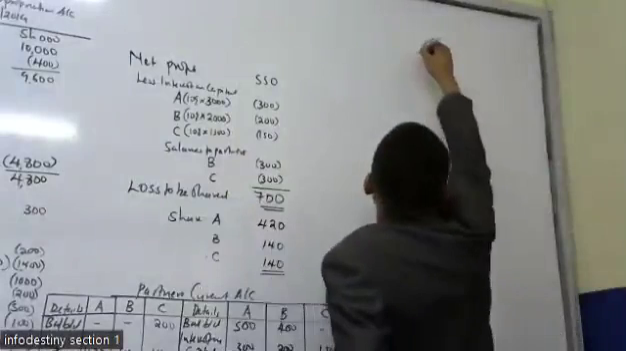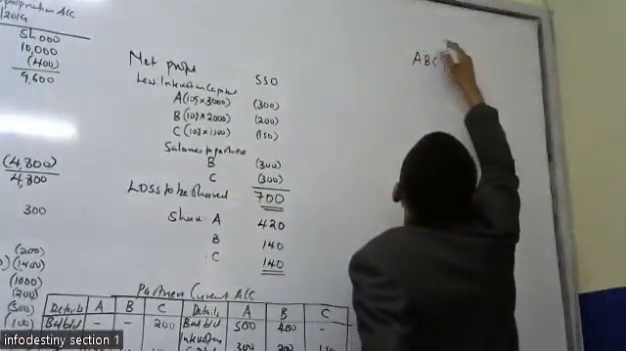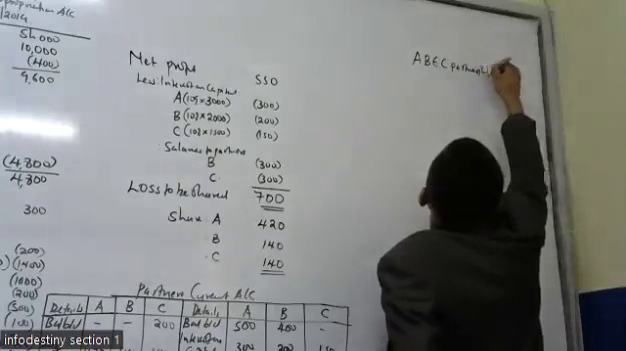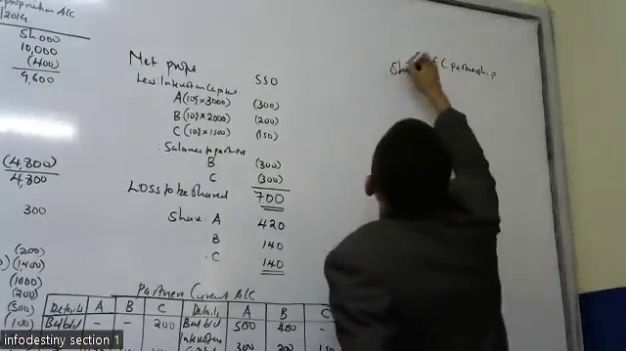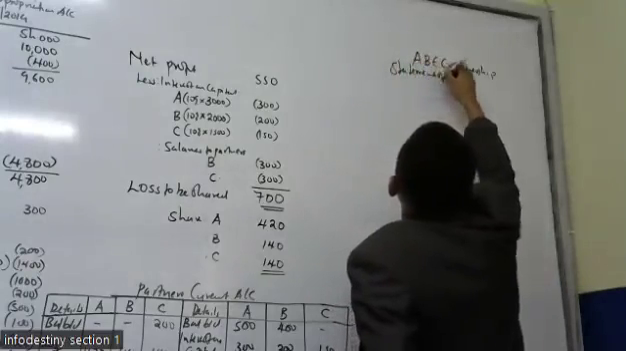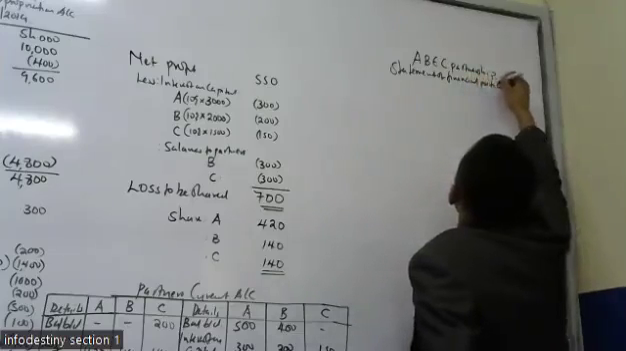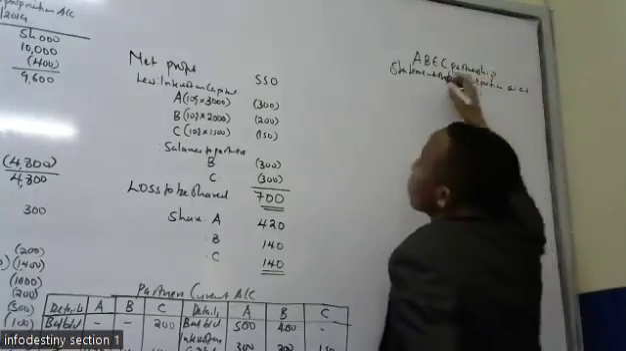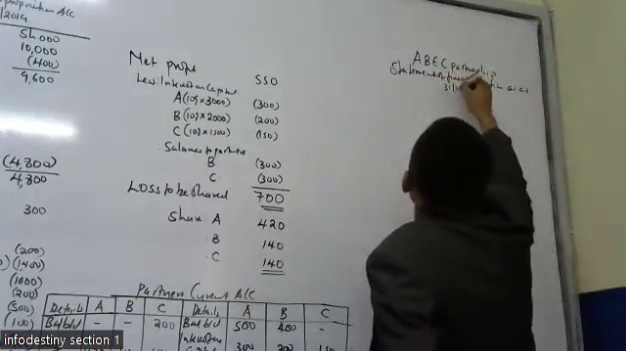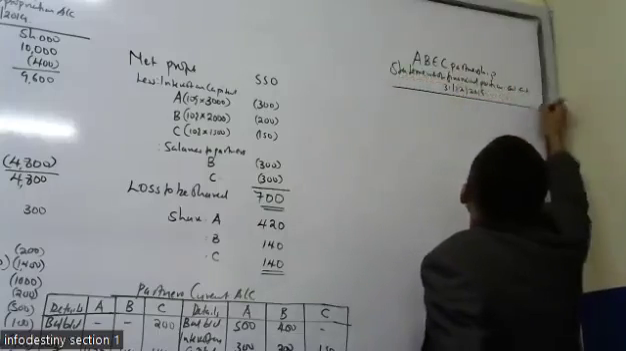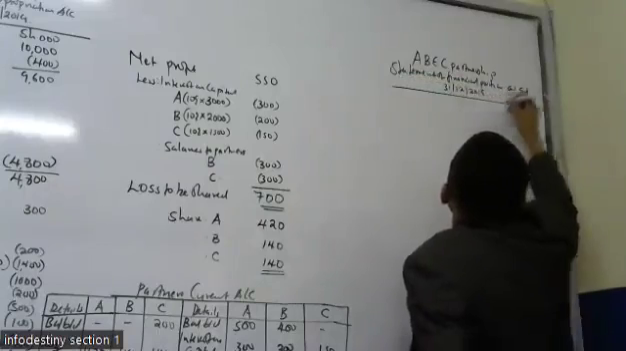So let's do the statement of financial position and close on that question. So we have ABC, statement of financial position as at 31st December 2019. The figures are in thousands.